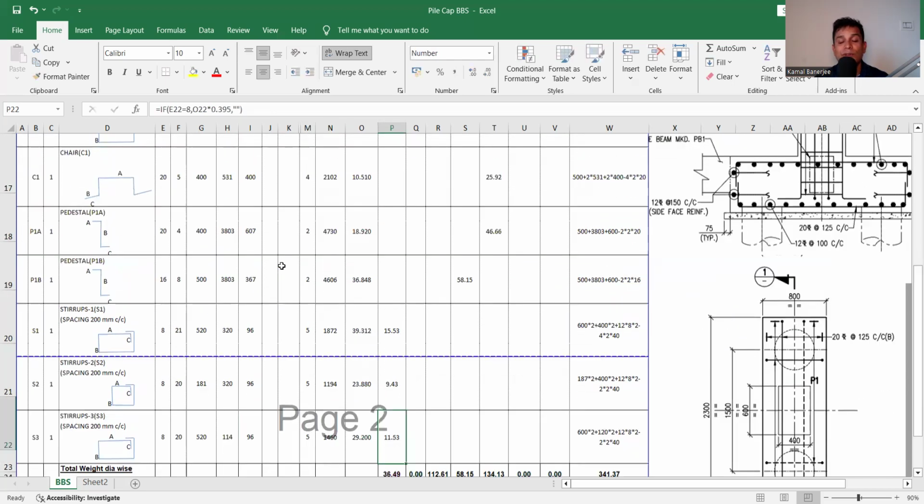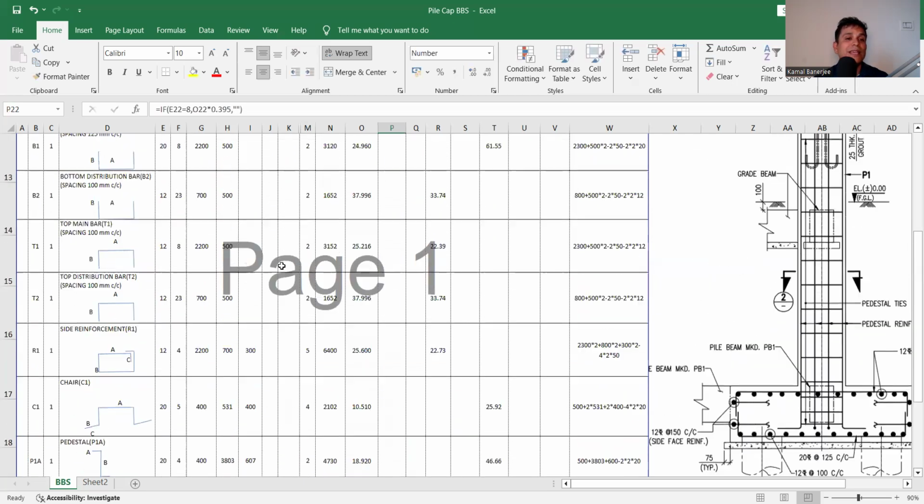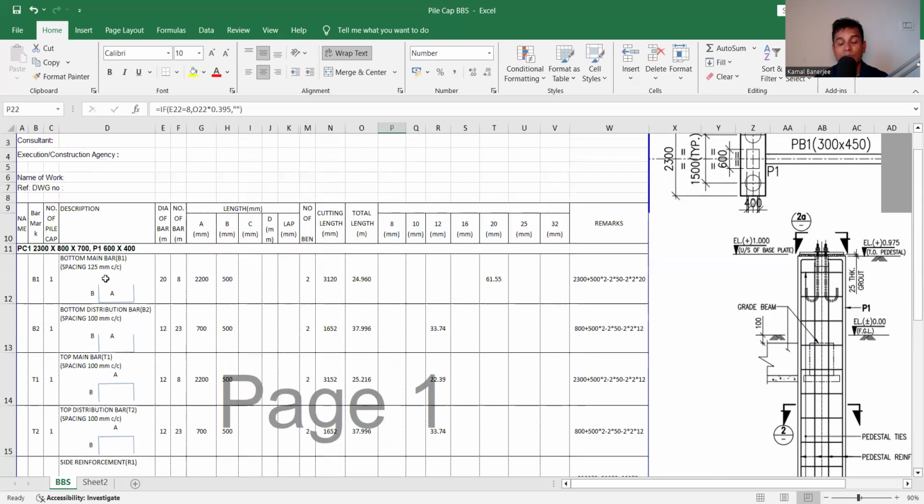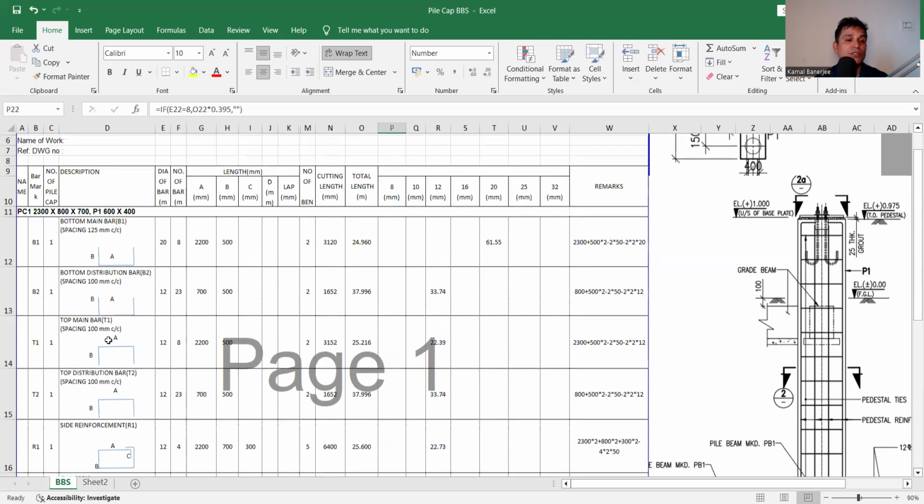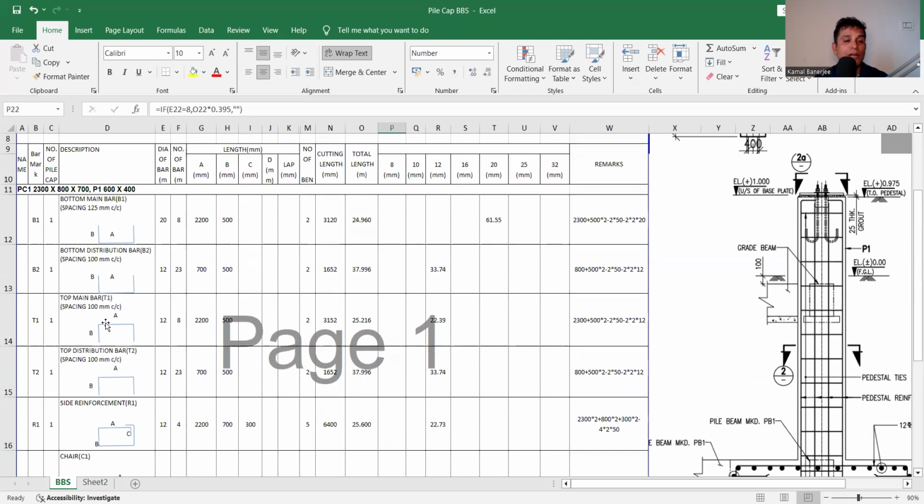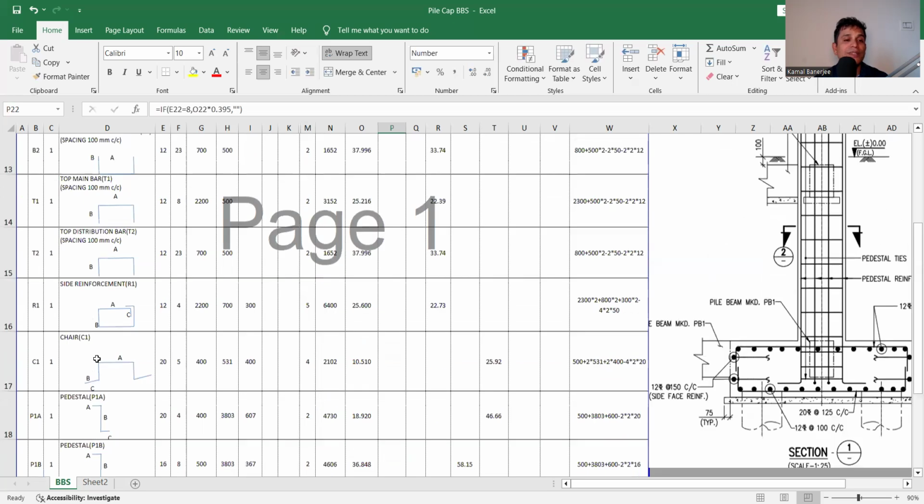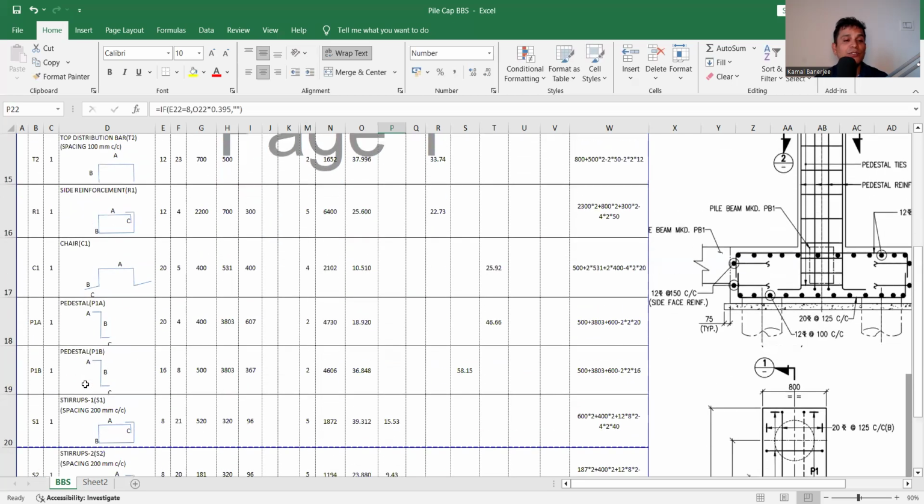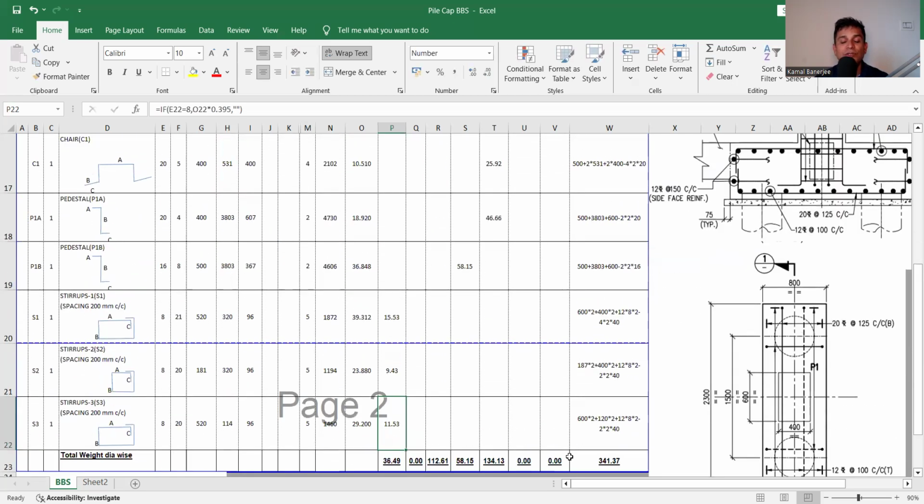So in this way, we will need to calculate the bar bending schedule for each and every element. What we covered: first we read the pile cap drawing, then the top bar, bottom main bar, bottom distribution, main bar, top distribution, side reinforcement, chair bar, pedestal main reinforcement, and the stirrups. So in this way you need to calculate the bar bending schedule and the total tonnage of steel required, and how it can be cut and bent and how it will be placed.